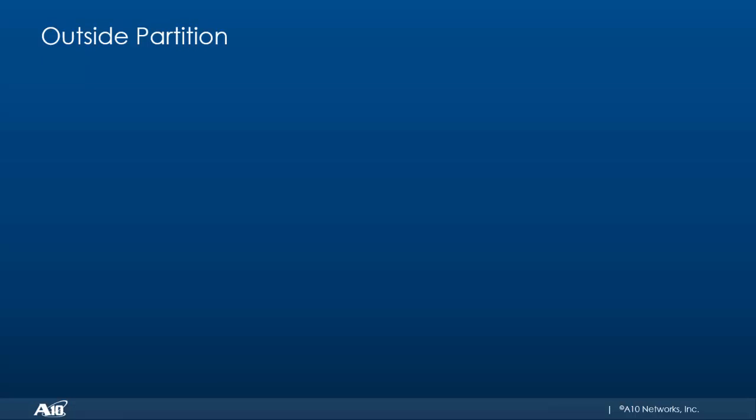On the outside partition, the first thing we have to look for are the ACL hit counters. Once again, this can be seen by entering the command show access list and the access list number.